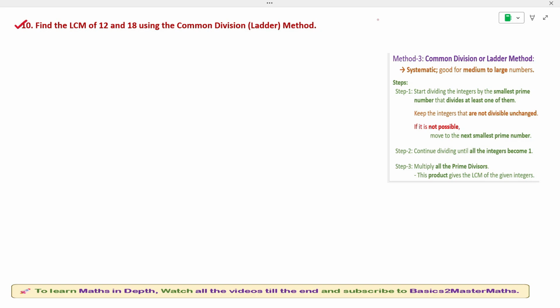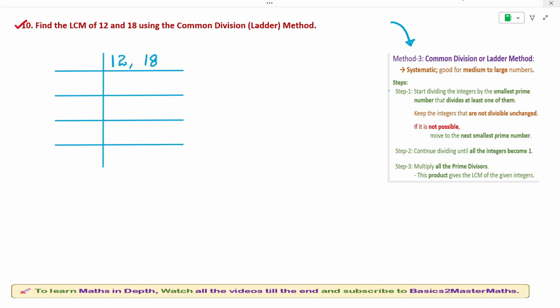Find the LCM of 12 and 18 using common division method. Please go through the below steps so that you do not make any mistakes. Step 1. Start dividing 12 and 18 by the smallest prime 2.